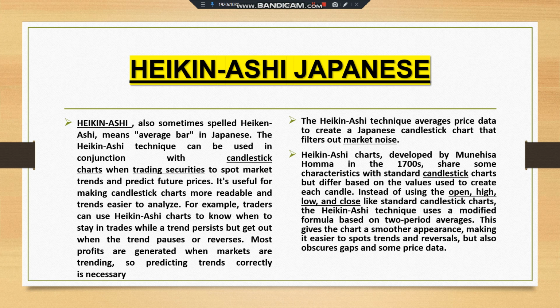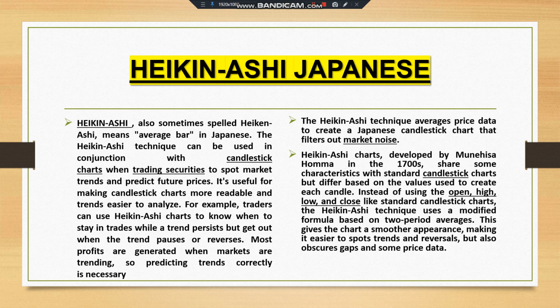Heikin-Ashi charts were developed by Munehisa Homma in the 1700s. They share some characteristics with candlestick charts, but differ based on the values used to create each candle. Instead of using the open, high, low, and close like a standard candlestick chart, the Heikin-Ashi technique uses a modified formula based on 2-period averages. This gives the chart a smoother appearance, making it easier to spot trends and reversals, but also obscures gaps and some price data.